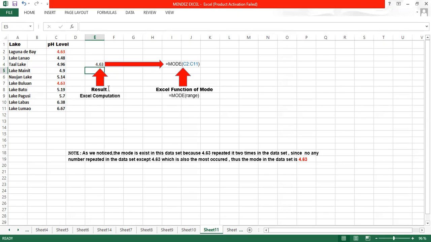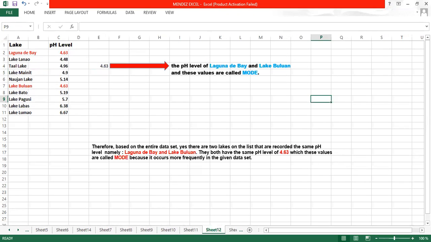This means that the mode exists in this data set because 4.63 repeated 2 times in the data set. Since no other number repeated in the data set except 4.63, which is also the most occurring, thus the mode in the data set is 4.63. Therefore, based on the entire data set, yes, there are 2 lakes on the list that recorded the same pH level, namely Laguna de Bay and Lake Buluan. They both have the same pH level of 4.63, and this value is called the mode because it occurs more frequently in the given dataset.